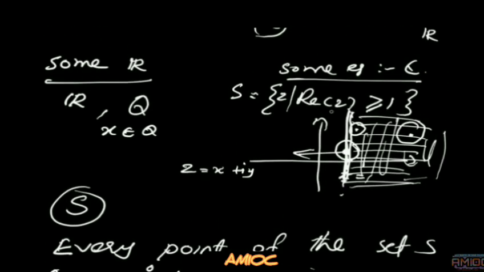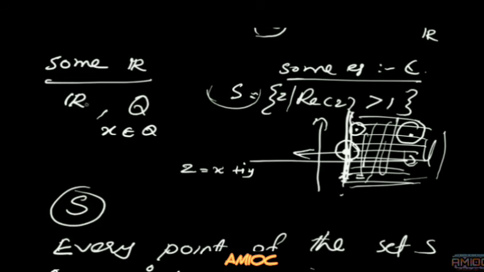In the considered set, if S is the set where the real part of z is greater than or equal to 1, the points on the boundary line x equal to 1 are not interior points of the set S, therefore this set is not open. Instead of the real part of z greater than or equal to 1, if we consider the set consisting of the points z satisfying the real part of z greater than 1, then every point of S is an interior point of this set, therefore S is an open set.